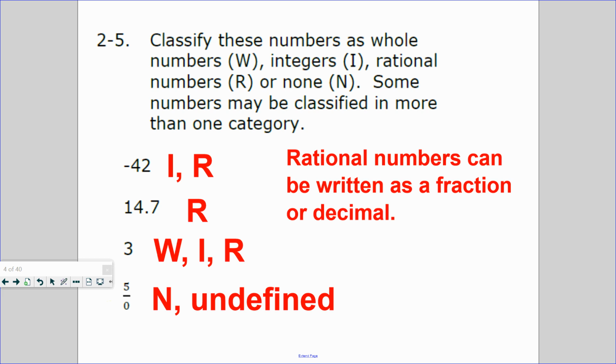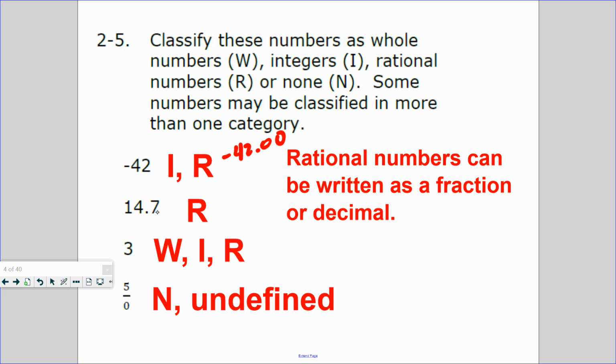Number 2 through 5. Classify these numbers as whole numbers, integers, rational numbers, or none. Some numbers may be classified in more than one category. Let's see. A whole number has to be positive, so it cannot be a whole number for negative 42. It can be an integer, but can negative 42 be written in decimal form? Yes. Someone owes $42 or $42.00. So it can be an integer or rational number.